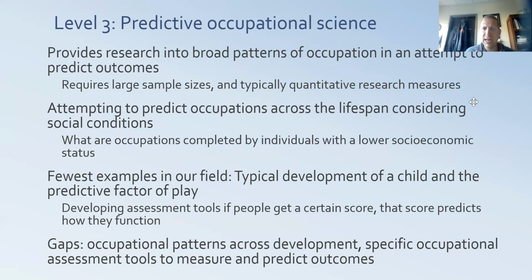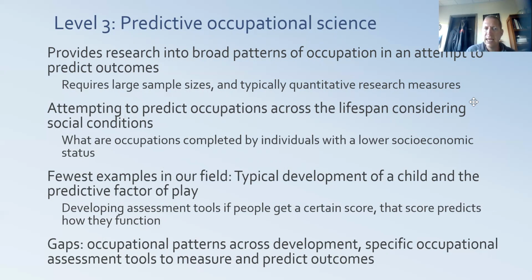Unfortunately, at level 3, in order to make these predictions, it requires really, really large sample sizes. It involves using quantitative research measures, so surveys, quantitative tools, very specific measurements that we can use and track over time. We can plug into computer programs like SPSS and run multiple regression statistics to see if there's a predictive value in using some of those quantitative tools.